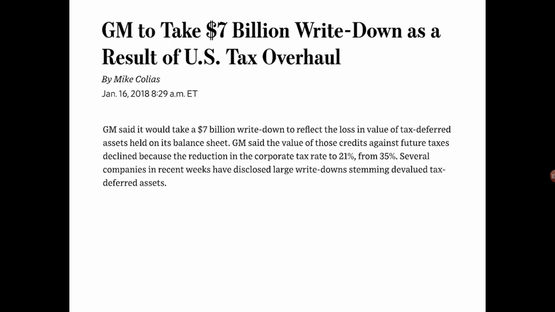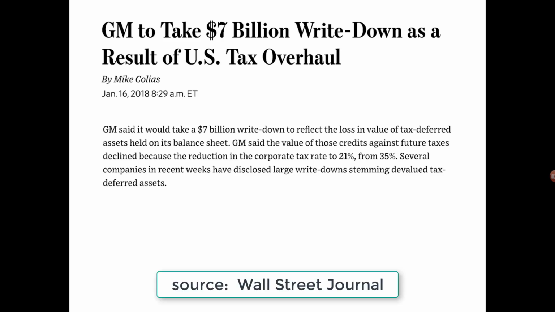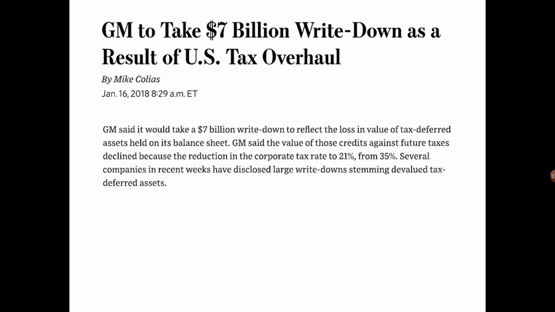Two weeks later, GM took a $7 billion write-off. It probably took them two weeks to figure out the amount of the write-down because of the complexity of their tax accounting, no doubt. But they say the same thing about the value of the credits against future taxes. So instead of using the word tax assets, they talk about credits against future taxes. So they have net operating losses, but the value of those loss carryforwards was reduced from 35% to 21%. And so they had large write-downs of the tax assets.